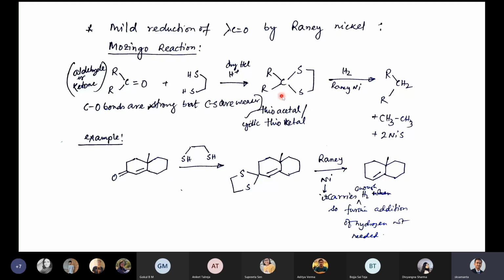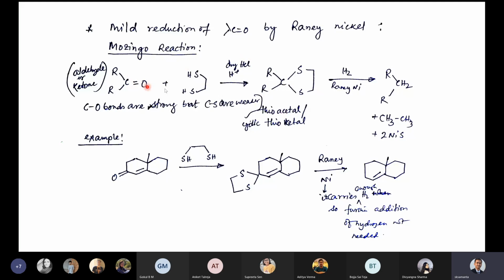So in that case, what is to be done? We can take a ketone or aldehyde and react it with this kind of thiols. You already know addition of thiol, how does it take place? We have already seen that. So you take dry HCl, then it forms this thioacetal or thioketal, I mean cyclic thioacetal or thioketal.